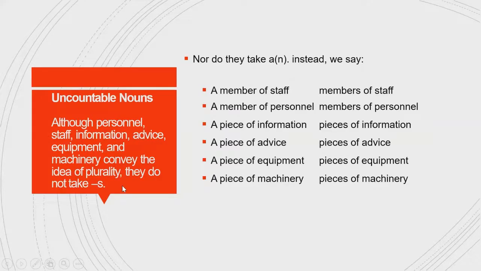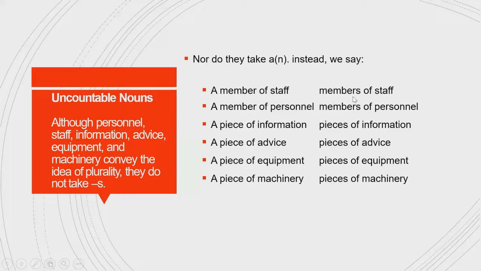Okay, next the second point, uncountable nouns. So although personnel, staff, information, advice, equipment, and machinery convey the idea of plurality, they do not take S. Nor do they take a or an. Instead, we say a member of staff has the same meaning with members of staff.